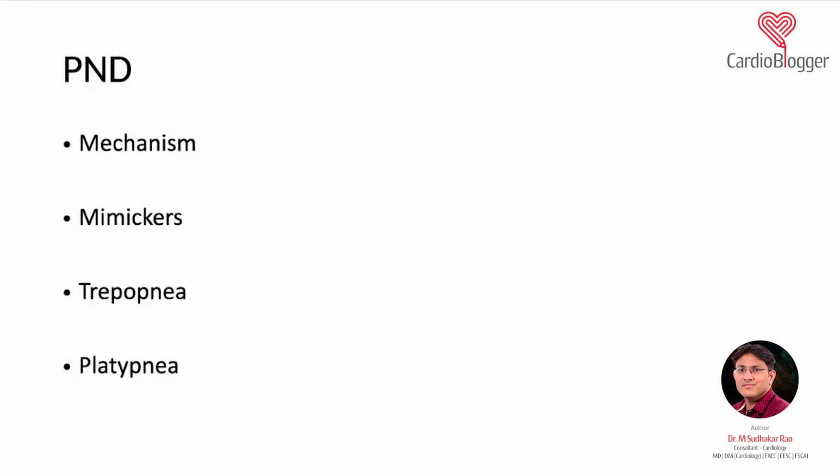Now, there are various mimickers of PND. As I already told you, apart from cardiac PND, bronchial asthma can rarely mimic PND. Post-nasal drip can mimic PND. OSA, obstructive sleep apnea, can mimic PND. GERD may mimic PND. So these are the various mimickers of PND: GERD, asthma, obstructive sleep apnea, and post-nasal drip. So you should always remember PND and its mimickers.